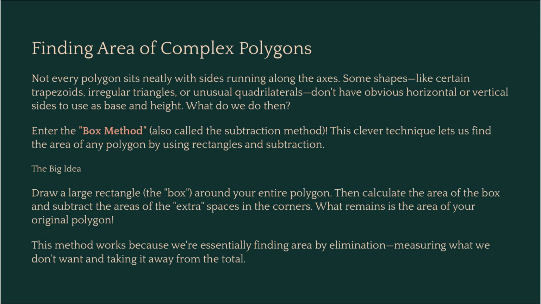What about polygons that don't have neat horizontal and vertical sides, like a triangle that's tilted or a trapezoid? We use a powerful technique called the box method. You start by drawing the smallest possible rectangle, or box, around the entire polygon. This creates a larger, simpler shape that is easier to measure.